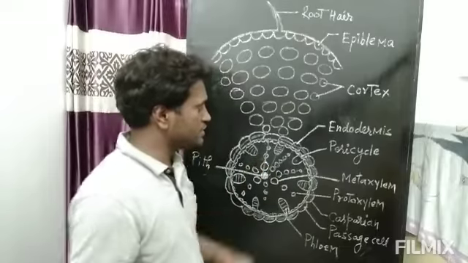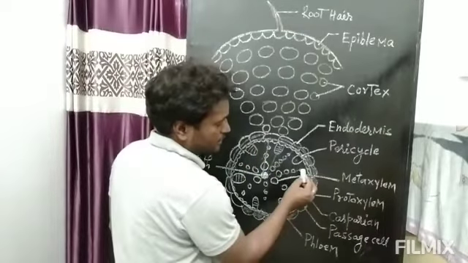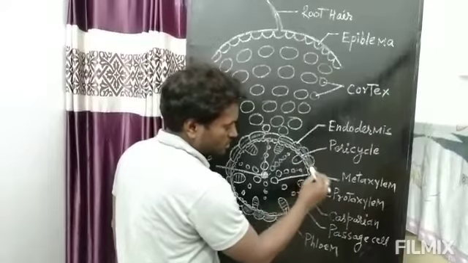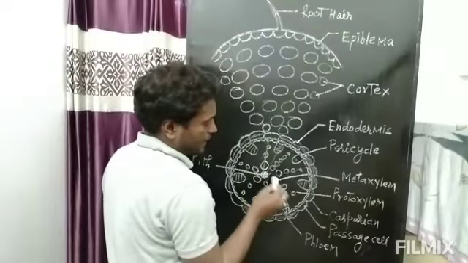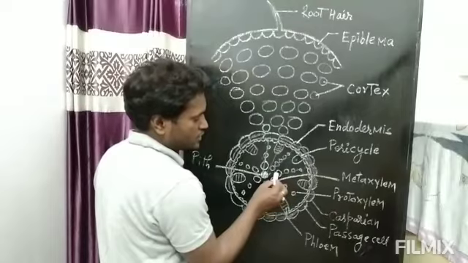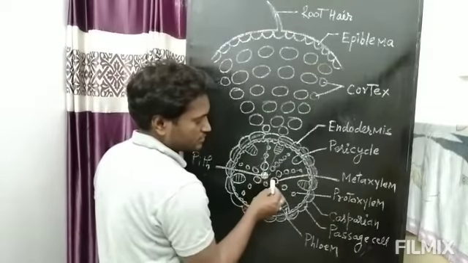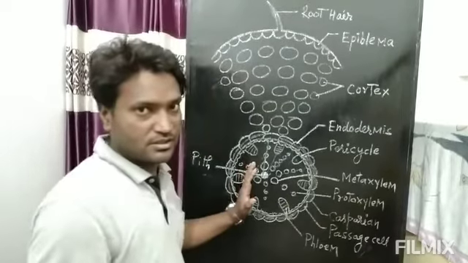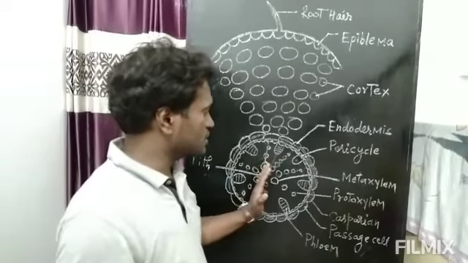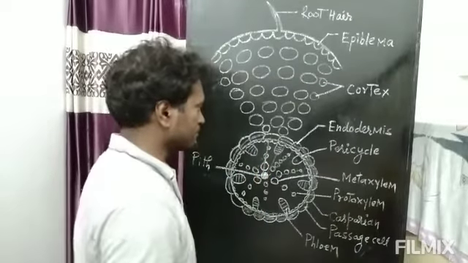Now what is exarch condition? When protoxylem is first formed, it is smaller in size and is towards endodermis, and metaxylem, that is larger in size and formed later, is towards the pith. This condition is known as exarch. That is, vascular bundle of monocot root is radial and exarch.